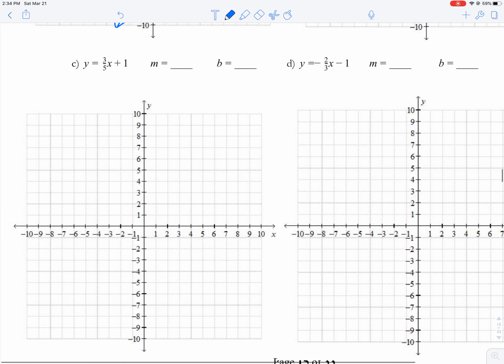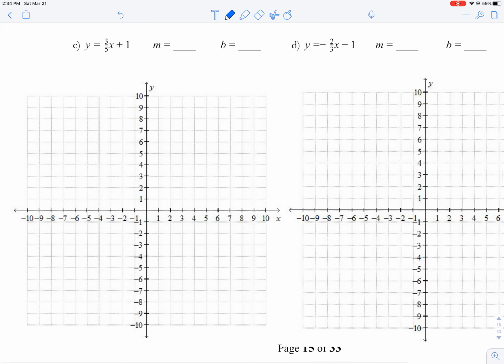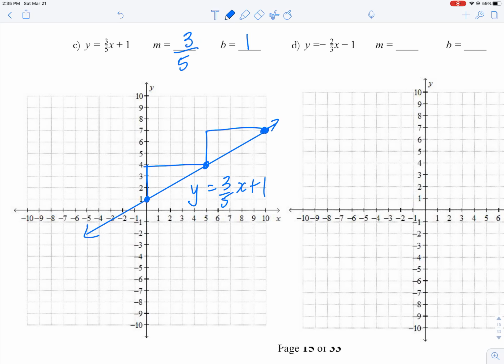For C, our y-intercept is 1, b is 1. So I'm going to start there. My slope is 3 over 5. So I'm going to go up 3, across 5, up 3, across 5. I get my next 2 points. And when I connect the dots, I'm going to get the line y equals 3 over 5x plus 1.